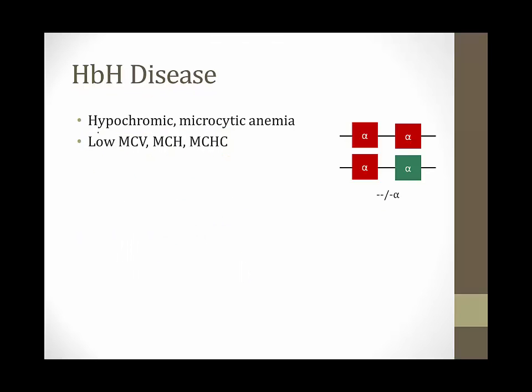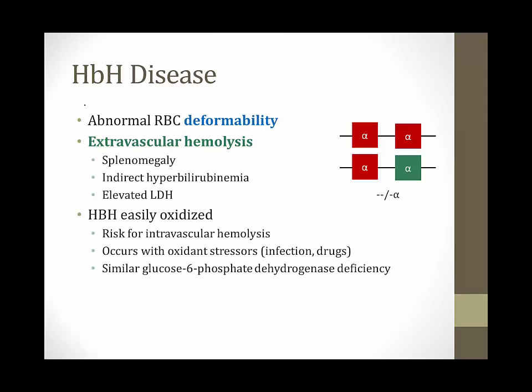Patients with this disorder have a hypochromic microcytic anemia, just like you would expect when they are unable to produce normal levels of hemoglobin. They will have a low MCV, also a low MCH and MCHC. An important feature of hemoglobin H disease to appreciate is that these patients have abnormal deformability of their red blood cells. This means that they will be cleared by the spleen. This will lead to a significant amount of extravascular hemolysis.